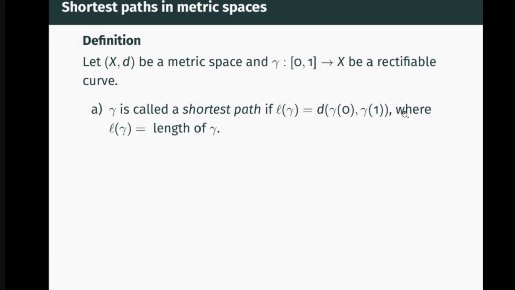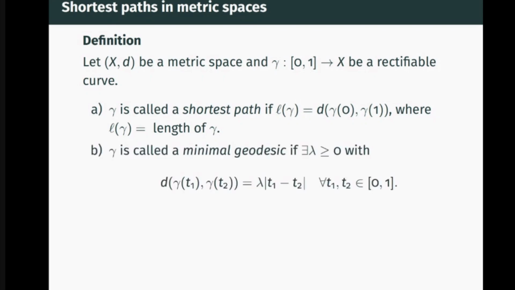And then we have the notion of minimal geodesic, which in many manifolds we see as curves of constant speed. This is the way we formalize this for metric spaces. We call gamma a minimal geodesic if we have some constant lambda such that the distance from gamma of t1 to gamma of t2 is proportional to the difference of the parameters, so to the absolute value of t1 minus t2. So this is how we get the distance here. And it's then easy to see that each minimal geodesic in that sense is indeed a shortest path.